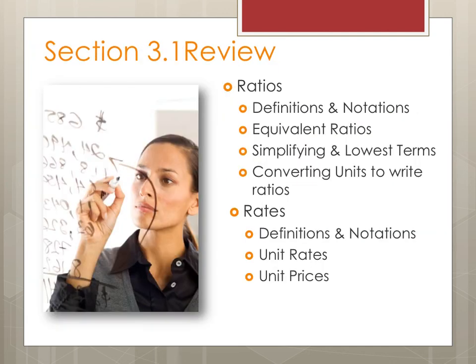Okay, so we're done. To review for section 3.1, we talked about ratios, their definitions, and how to write them. Equivalent ratios, how to simplify a ratio and write it in lowest terms, and then converting units so they're the same, so we can write a ratio. And then to finish up the discussion, in this video we talked about rates. We defined the rates and showed how to write them, and then we looked at unit rates and unit prices. Stay tuned for next time where we discuss section 3.2.